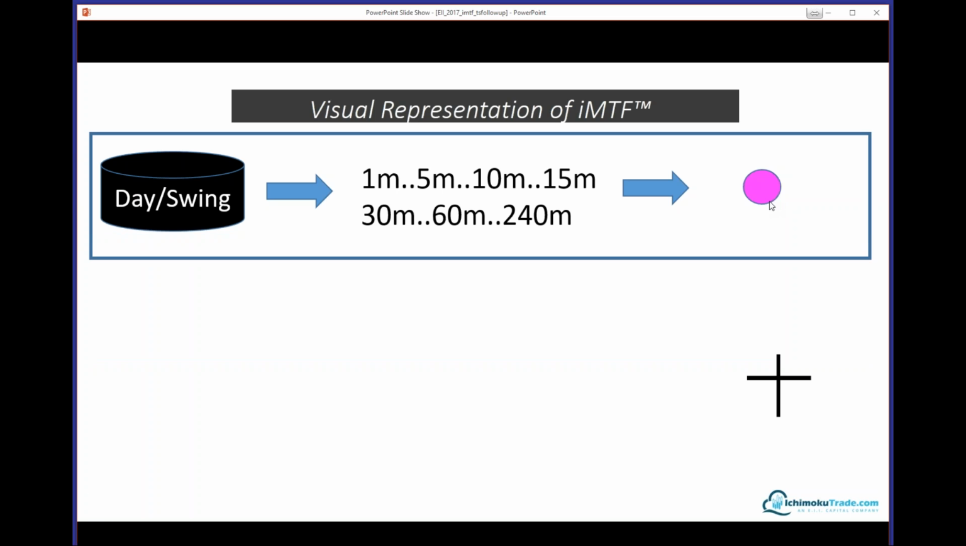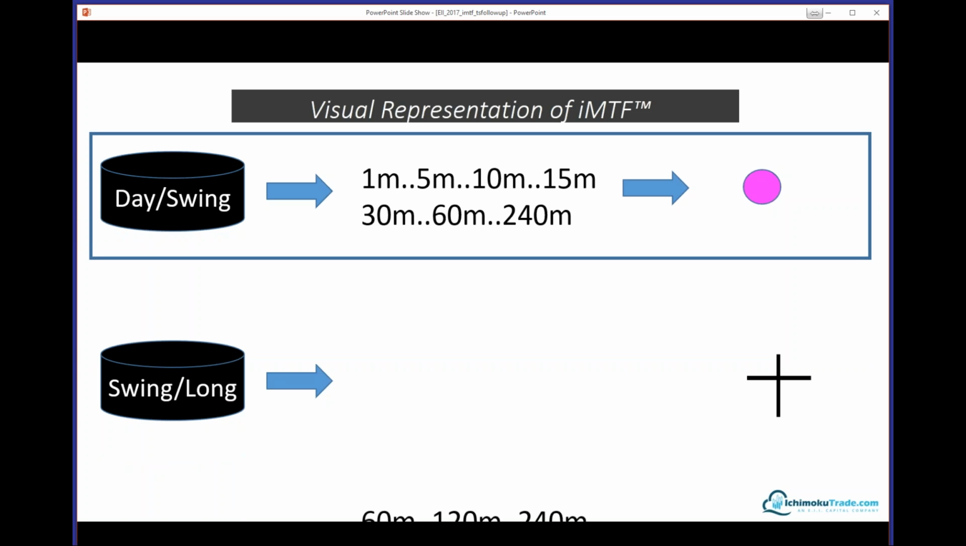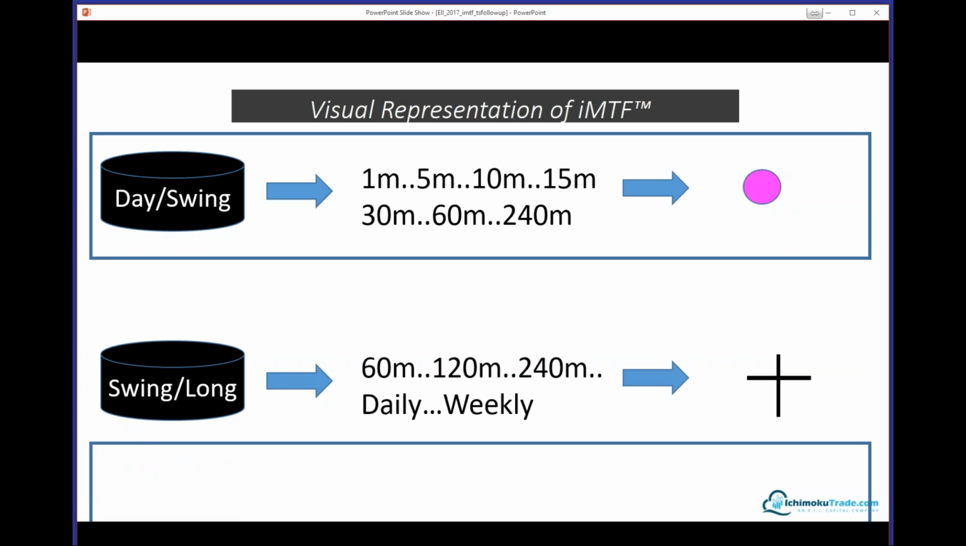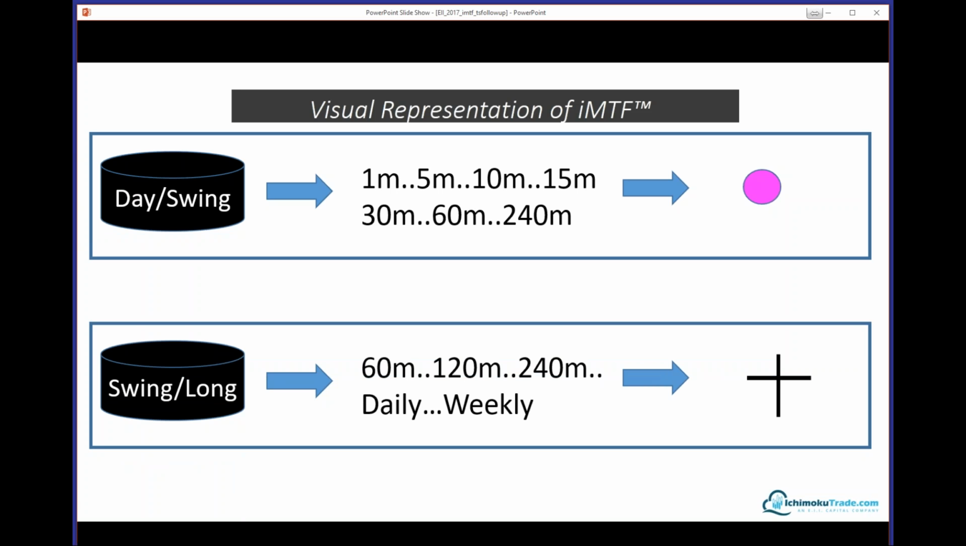The swing traders and the long-term traders are going to be represented by a black cross. So between the purple dot and the black cross, that's going to show you all the key support resistance levels for the various types of traders out there, independent of whatever instrument you trade, independent of whatever trading time frame you trade at all.